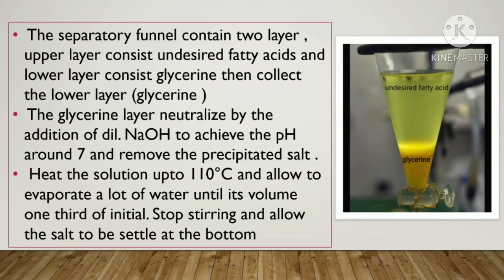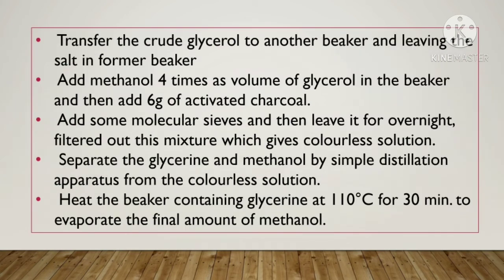After neutralization, heat the solution up to 110 degrees Celsius and allow a lot of water to evaporate until its volume is 1/3 of the initial, and stop stirring and allow the salt to settle at the bottom. Then transfer the crude glycerol to another beaker, leaving the salt in the former beaker, and then add methanol 4 times the volume of the glycerol in the beaker, and then add 6 gram activated charcoal.